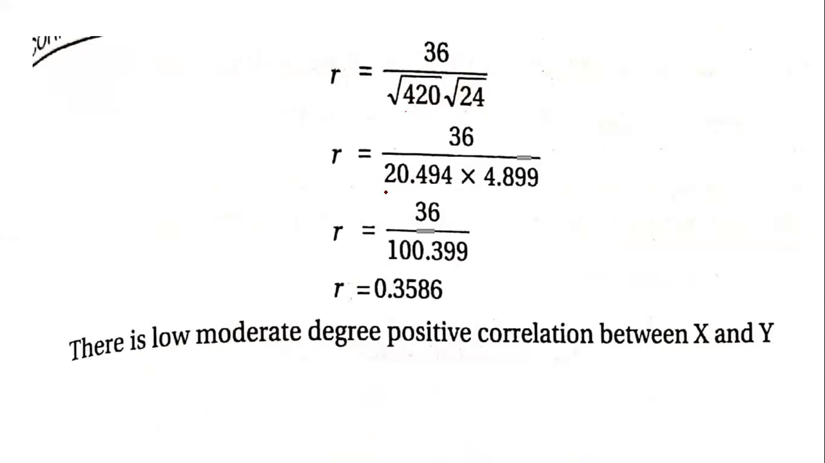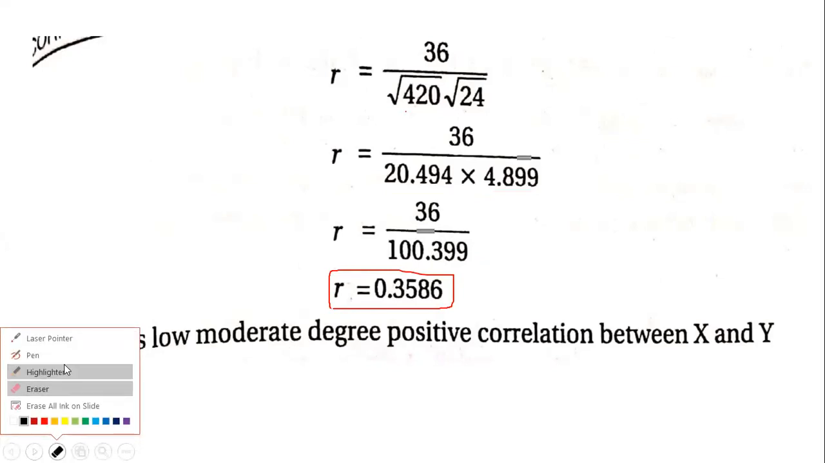In the next step, multiply these two, that is 20.494 into 4.899. If you multiply, you get 100.399. And finally, 36 divided by 100.399, you get the value of correlation coefficient, that is nothing but 0.3586. Okay, so this is the value.